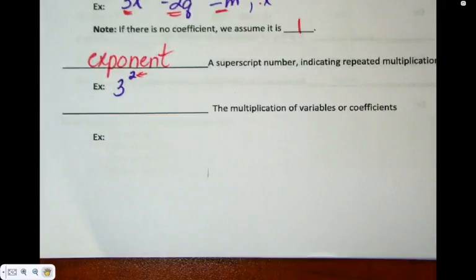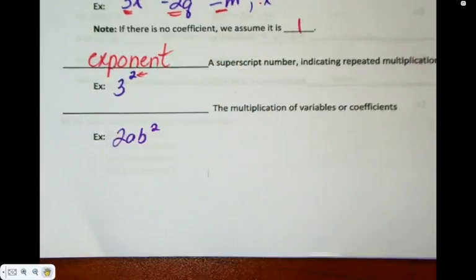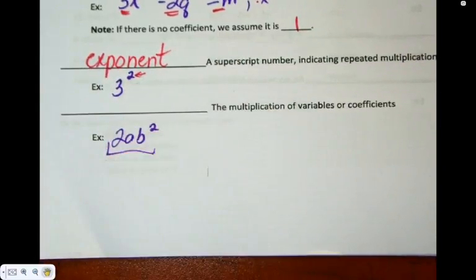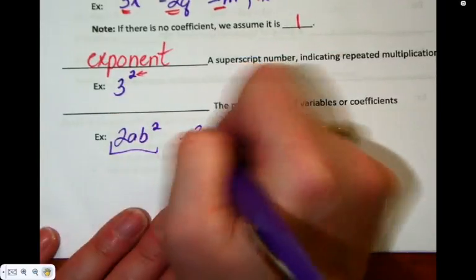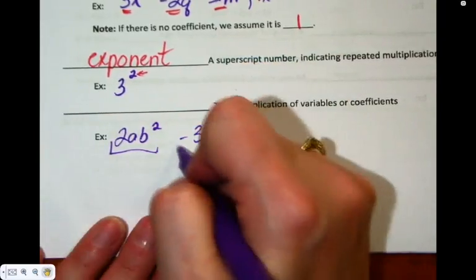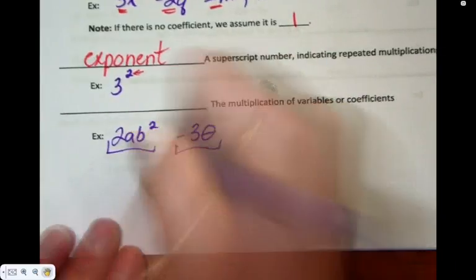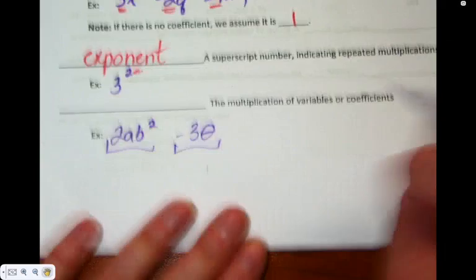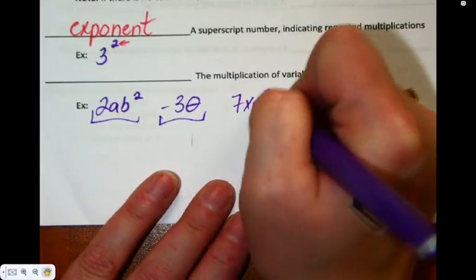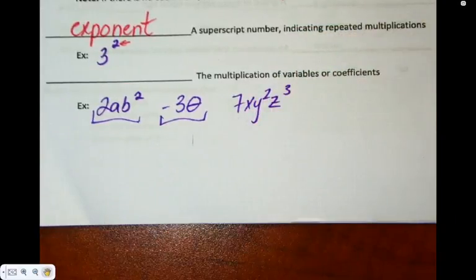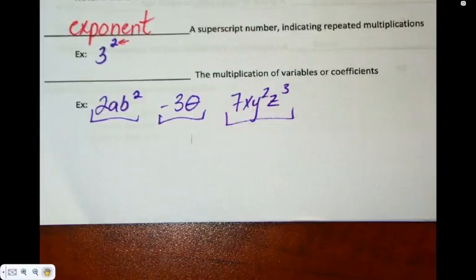This one you might not have heard before. It's called the multiplication of variables and coefficients. So it's any number of coefficients and variables multiplied together. So an example would be AB squared. All of that together is called this word. It could be negative 3 theta. All of that together could be called this word. It could be 7xy squared z cubed. All of this together is called that word. Are we ever going to use theta? Yes.